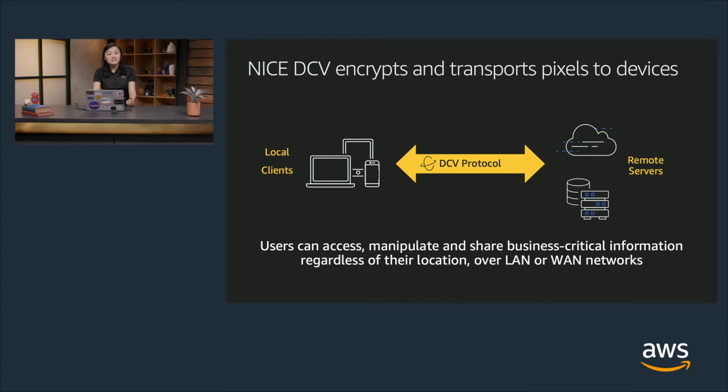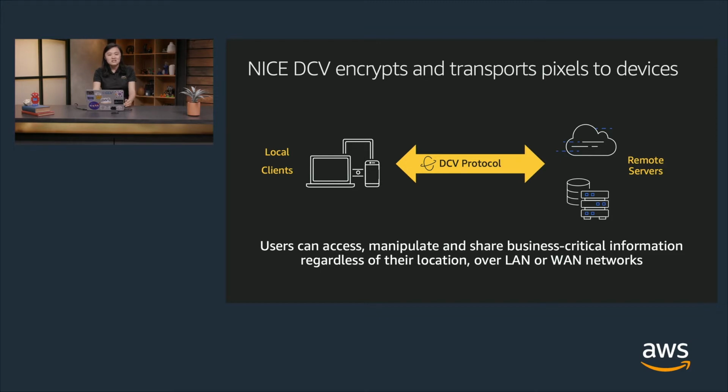So how does NICE DCV work? It's very simple. There are two sides. On the left, the local client is the device that you use to receive the stream. Think of your laptop, mobile phone, or tablet. On the right-hand side, we have remote servers that actually host the desktop or application. This can be either an Amazon EC2 instance or another server sitting in another cloud or sitting on-premises.